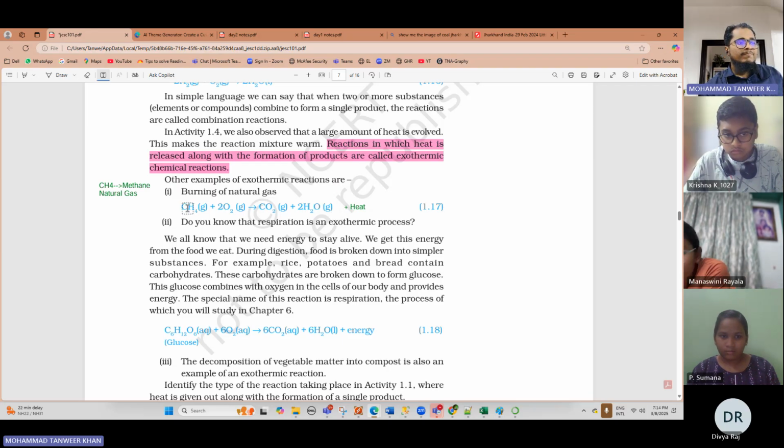How many carbon do you have here? One. Right side, one. So carbon is balanced. How many hydrogen do you have here? Four. Right side, four. Hydrogen is also balanced. What about oxygen? Is oxygen balanced, sir?